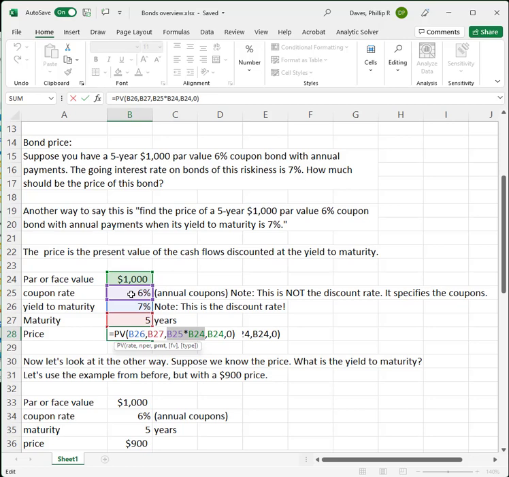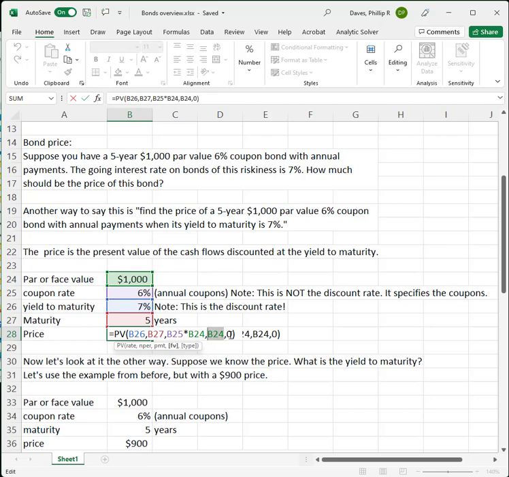I have a par value and I have a coupon rate, so the payment is the par value, which is $1,000, multiplied by the coupon rate. That's 6%. So that's what gives right here the $60. Notice the future value is another payment. It's also positive, and it's $1,000. So the payment and the future value are positive in this case.